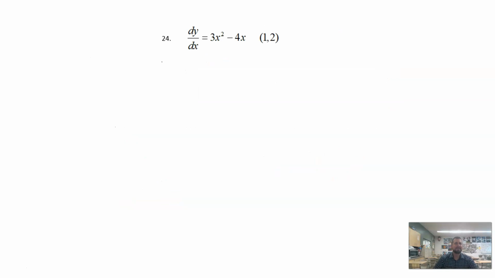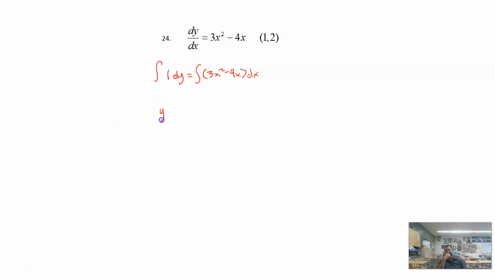Now, number 24, what we want to do is find the original function. This one I'm going to do using separation of variables. So everything that has an x, we're moving over to the right-hand side. Everything that has a y, we're moving to the left-hand side. So I've got this right here. You could do it the way that we did the first couple problems if you want, but I want to focus on this method.